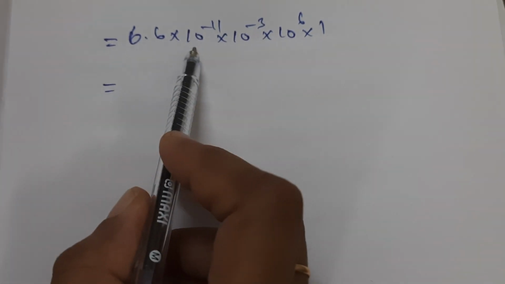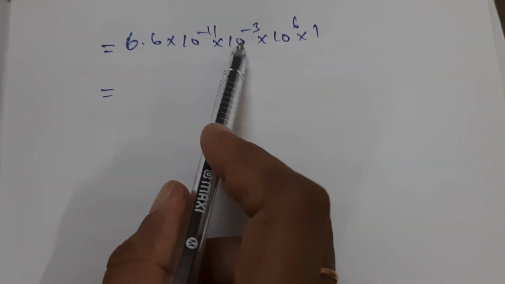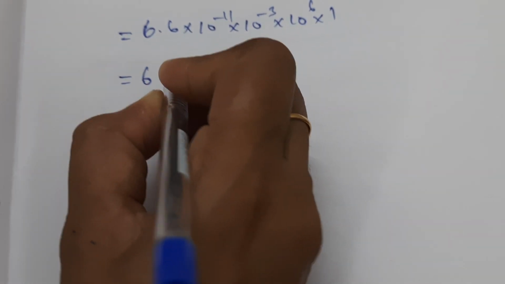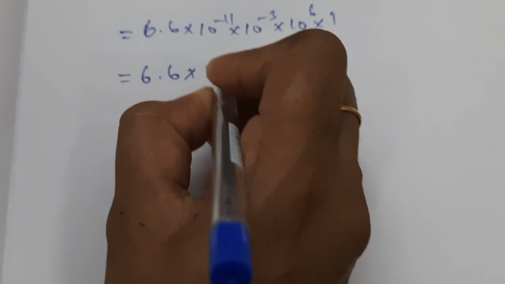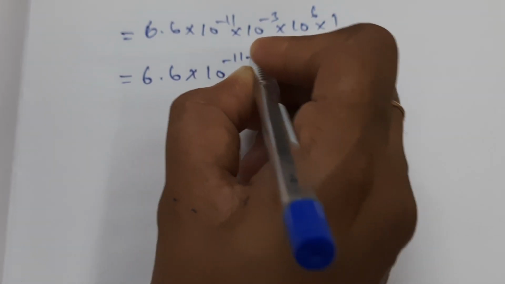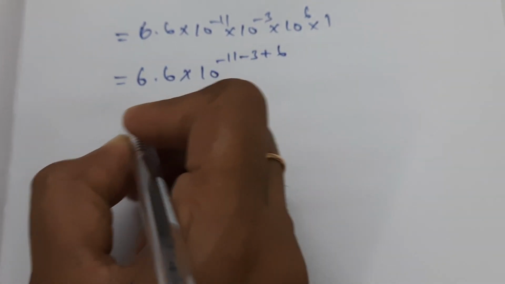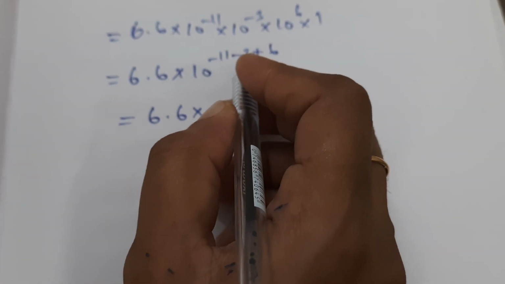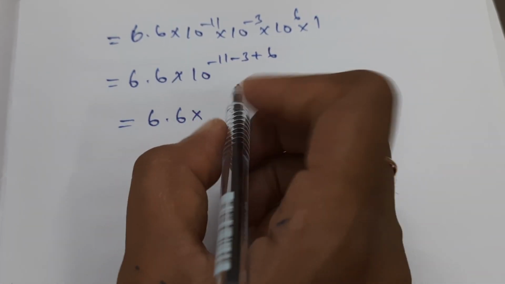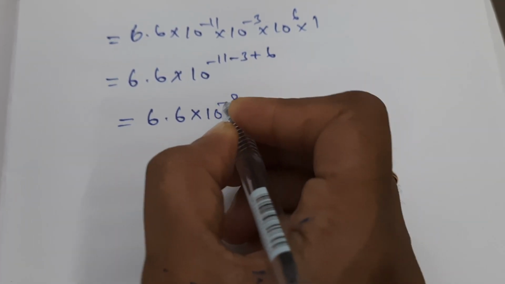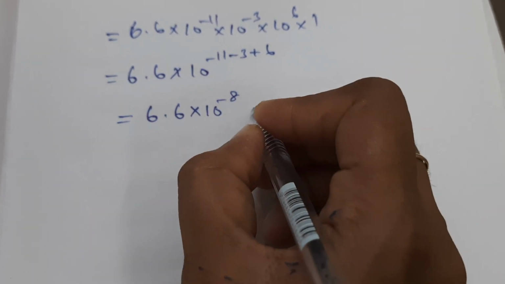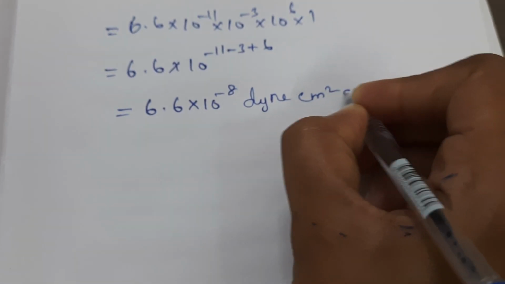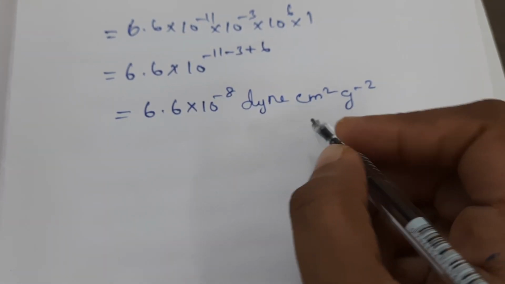6.6 into 10 power minus 11 into 10 power minus 3 into 10 power 6 into 1. So simplify this: 6.6 into 10 power minus 11 minus 3 plus 6. It becomes 6.6 into 10 power minus 14 plus 6. So it is minus 8. And the unit is dyne centimeter square g raised to minus 2.